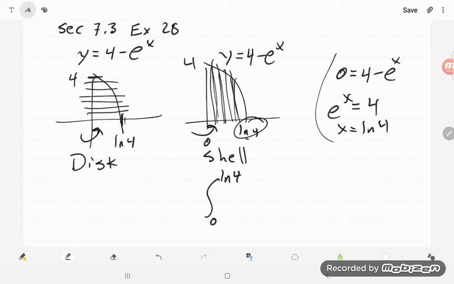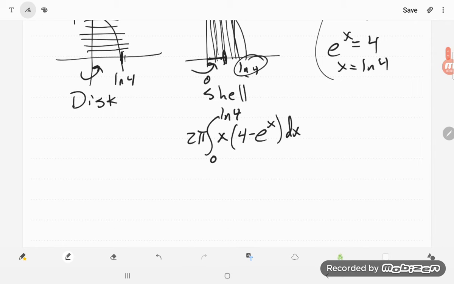But then with the shell method, I just need my 2 pi r h. So 2 pi, then my r is just x. That's nice. And then my height is just the function 4 minus e to the x dx. Okay, so that was nice, and we'll get back to that.